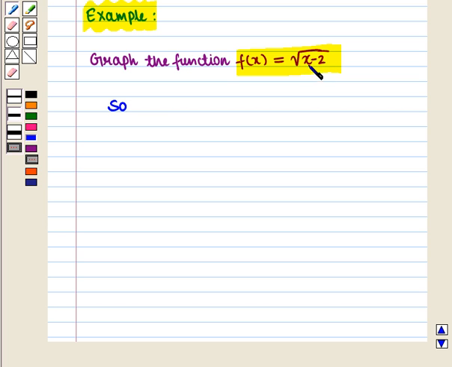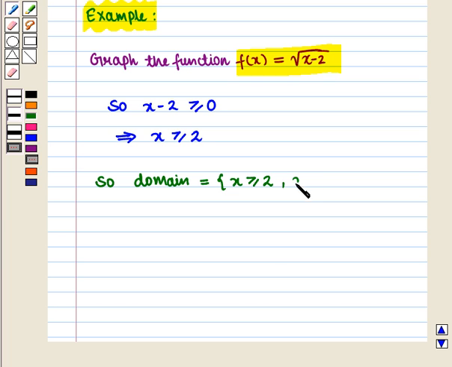So, x minus 2 should be greater than or equal to 0, which implies that x is greater than or equal to 2. So, we say that the domain is the set of all x greater than or equal to 2, where x belongs to the set of real numbers. Now we make a table of values for the given function. We put x values greater than or equal to 2.